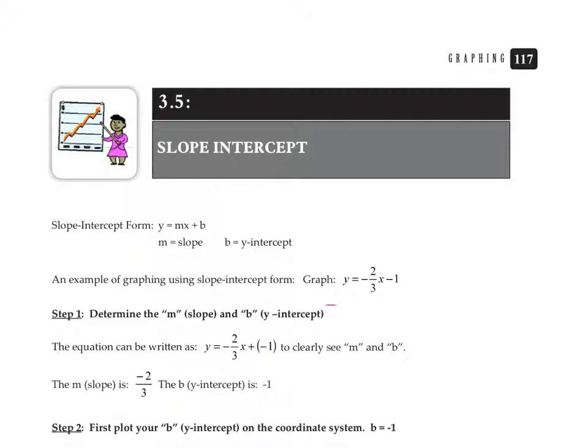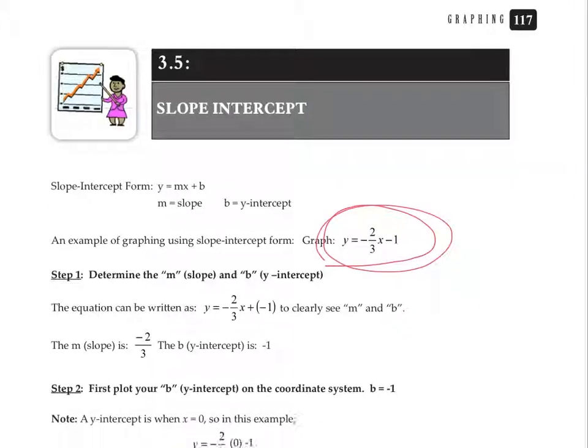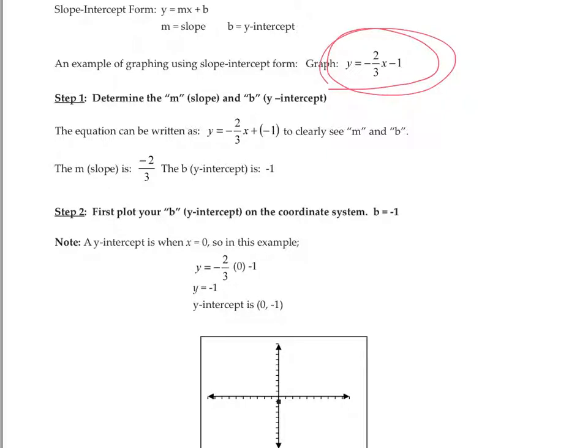And if you look a little further down, you can see an equation in this form right here. Y equals negative 2/3 x minus 1. Y equals mx plus b, where the m is the negative 2/3. The b is the negative 1. So down here, we're being asked to graph using y equals mx plus b.